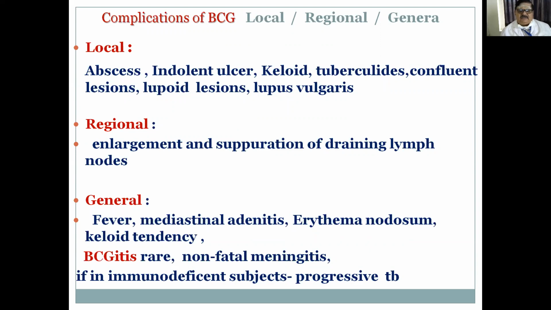Regional: enlargement and suppuration of draining lymph nodes can be there. General: fever, mediastinal adenitis, erythema nodosum, and keloid tendency. These are seen as general complications. A very rare one is BCGitis, which is a non-fatal meningitis. And in immunodeficient subjects, progressive tuberculosis can occur, so be careful. Never immunize a person who is immunodeficient.